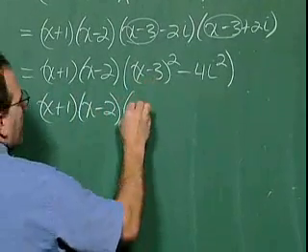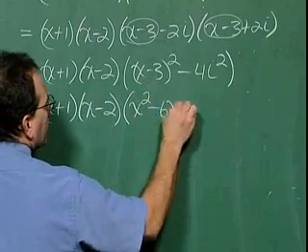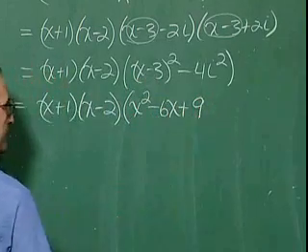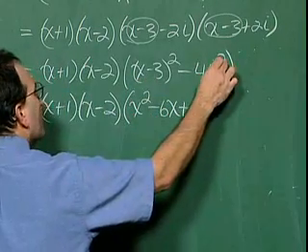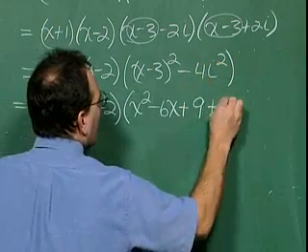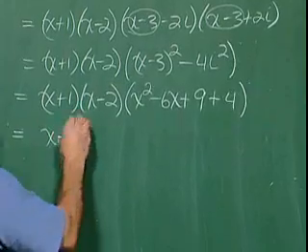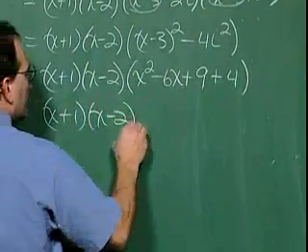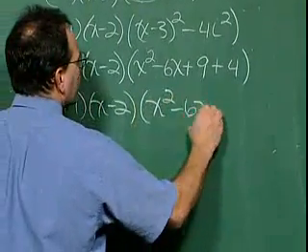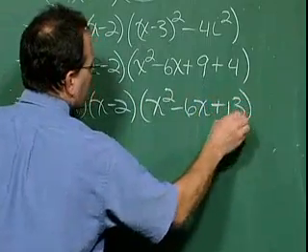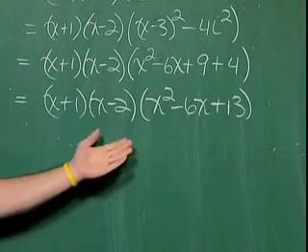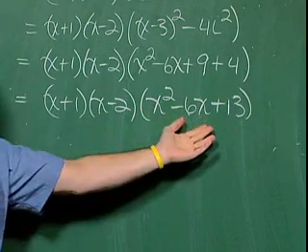So this would be x squared minus 6x plus 9. i squared, remember, is -1, so this becomes positive 4. So we have (x plus 1) times (x minus 2) times (x squared minus 6x plus 13). I need to now distribute into here.